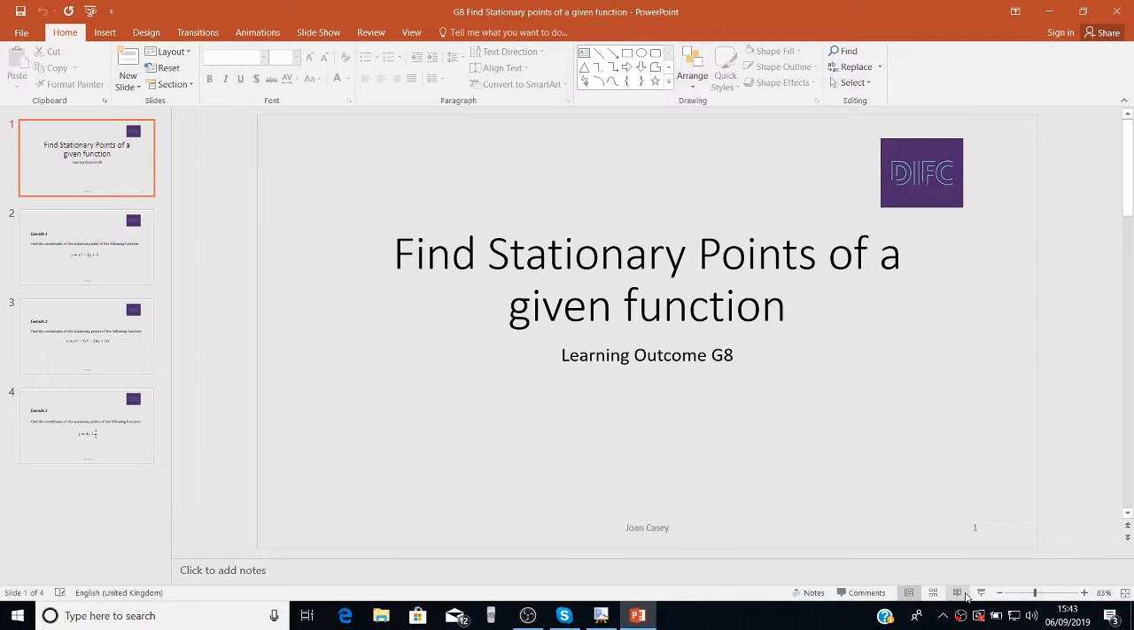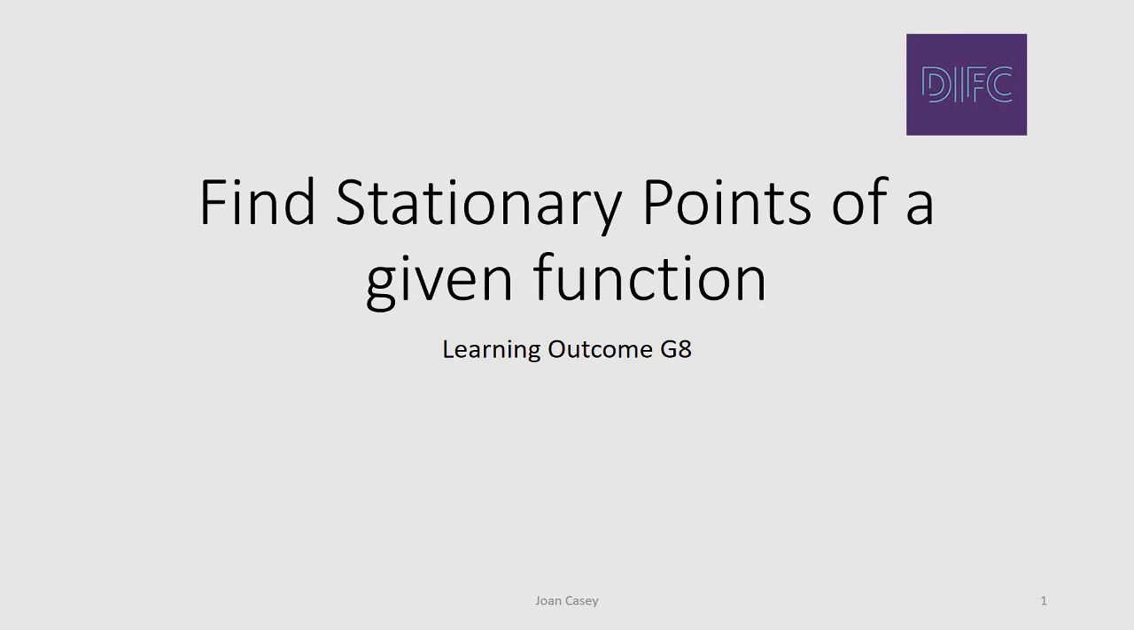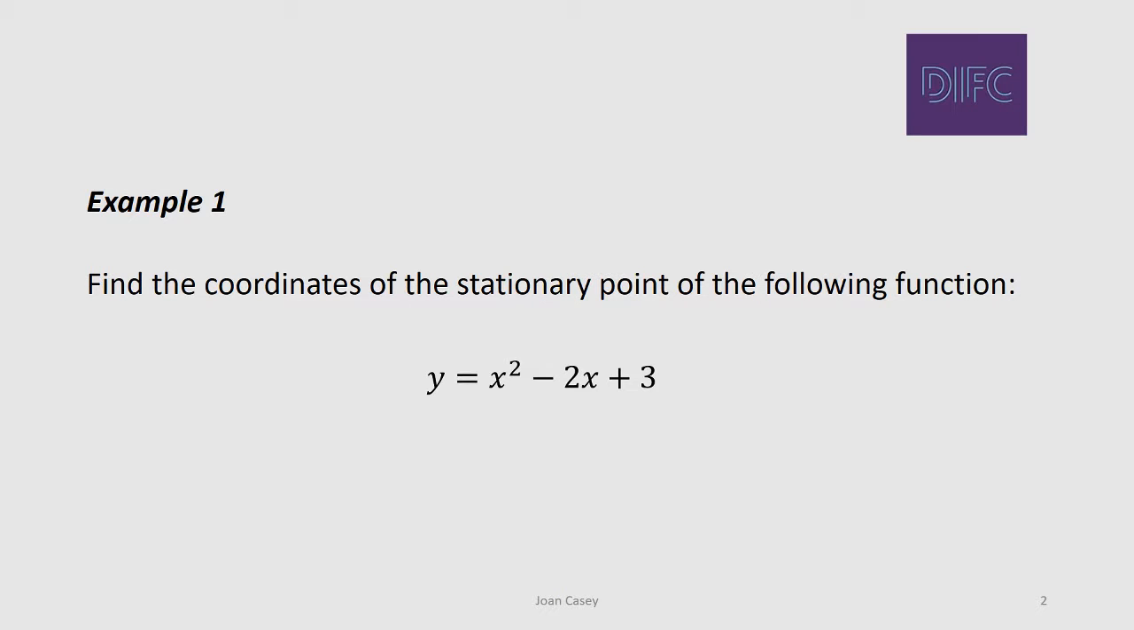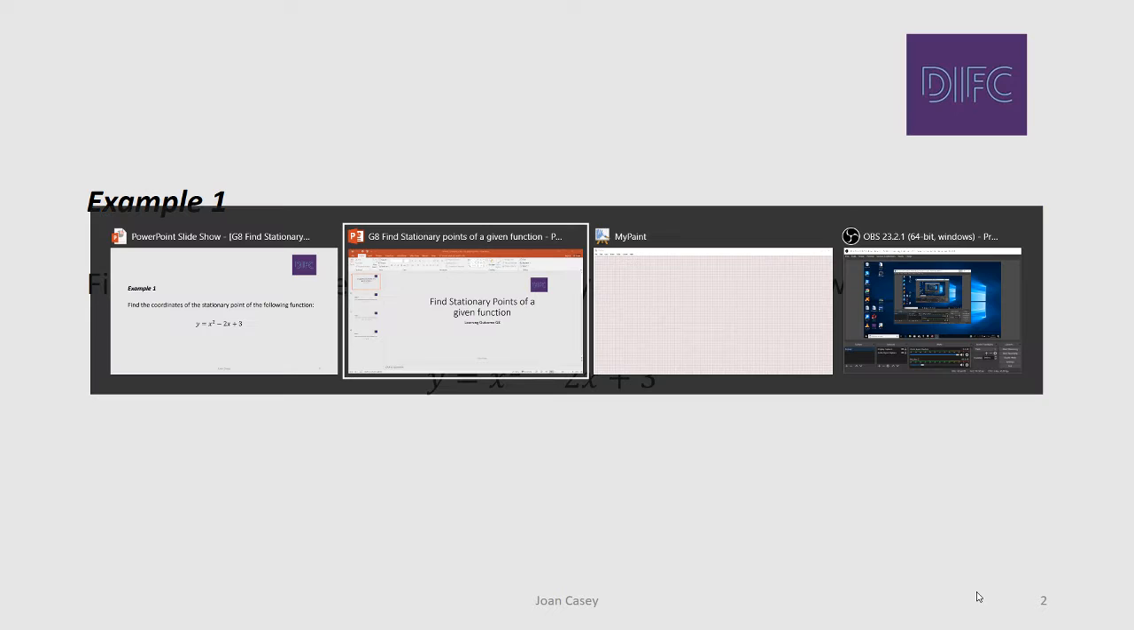In this video, we're going to look at finding stationary points of a given function. The first example we look at is: find the coordinates of the stationary point of the following function, y equals x squared minus 2x plus 3. So we take a look at that.